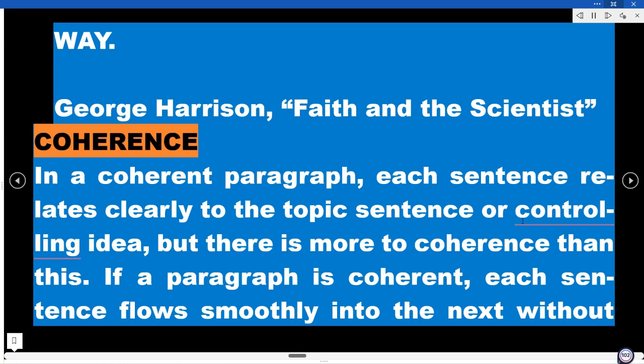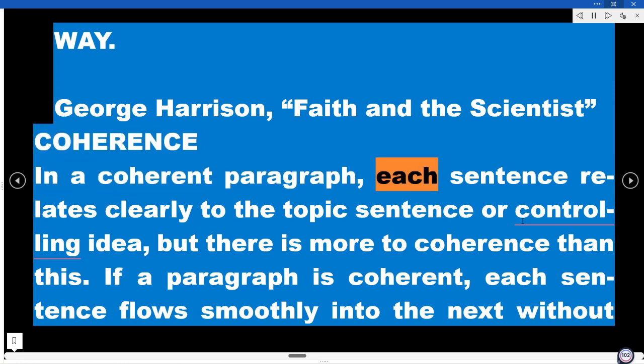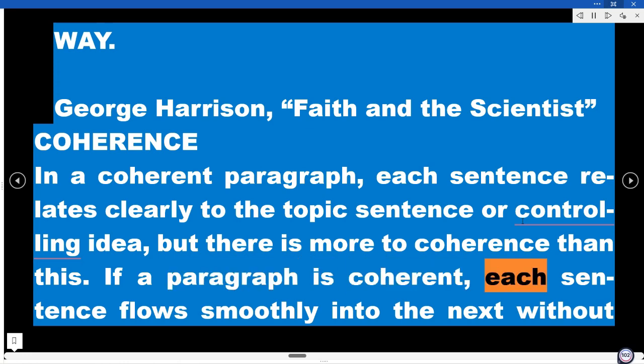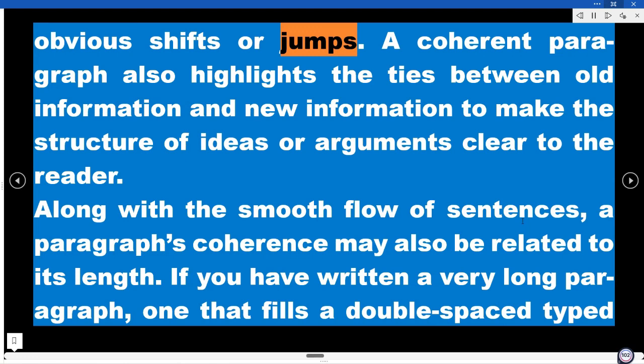Coherence. In a coherent paragraph, each sentence relates clearly to the topic sentence or controlling idea, but there is more to coherence than this. If a paragraph is coherent, each sentence flows smoothly into the next without obvious shifts or jumps.